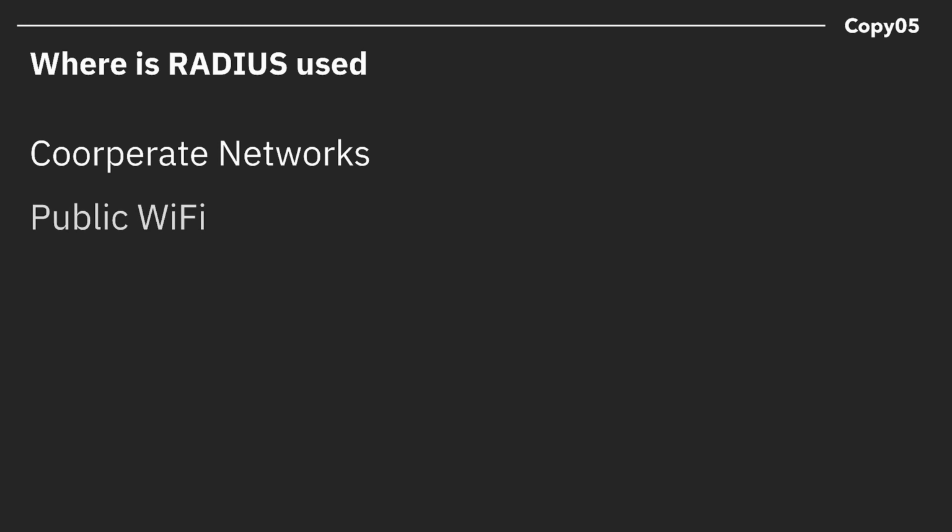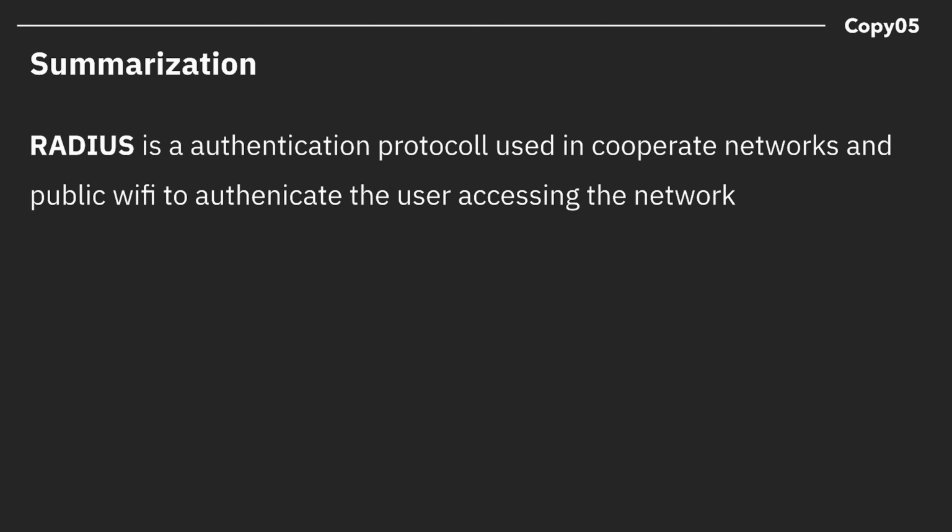You'll mostly find Radius in corporate networks and public Wi-Fi setups. To summarize, Radius is an authentication protocol used in corporate networks and public Wi-Fi to authenticate users trying to access the network. Here are the 4 steps, again, how Radius works.